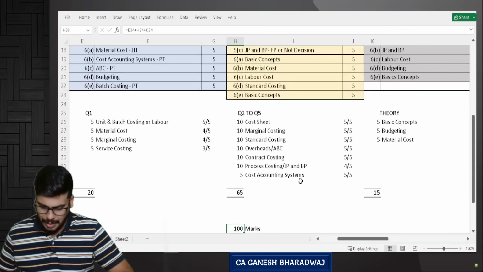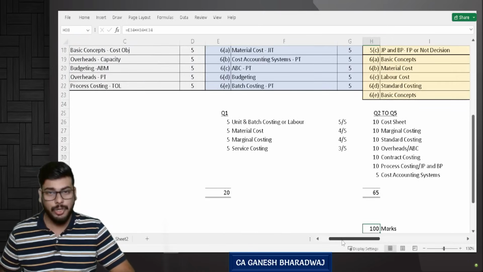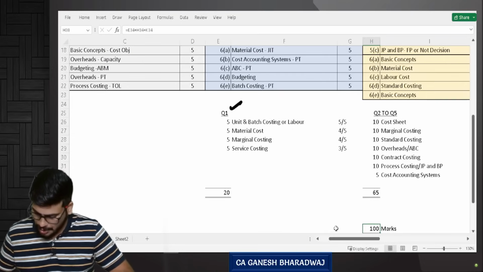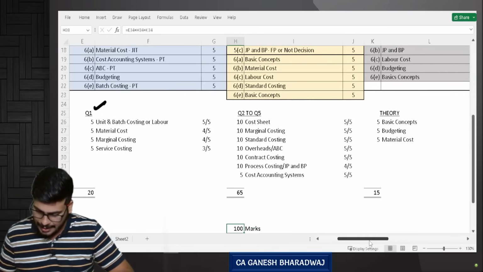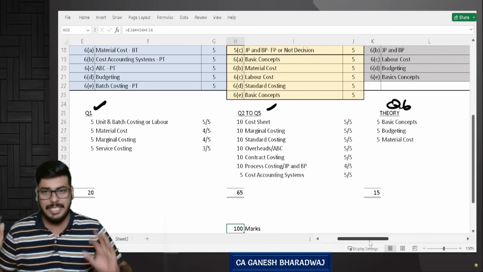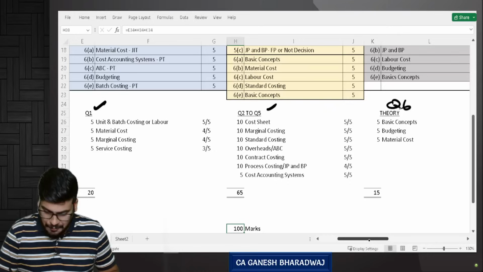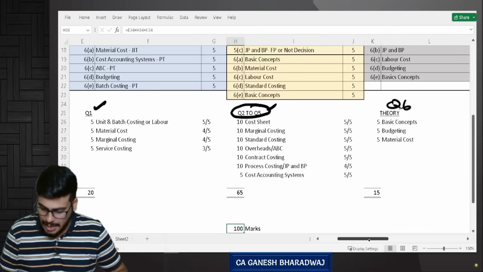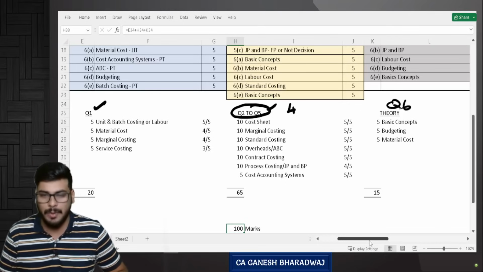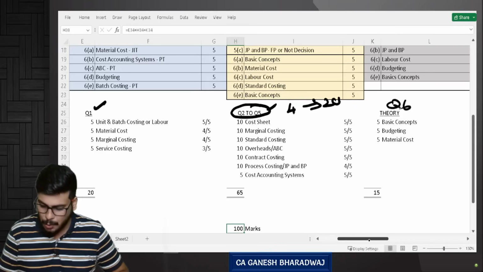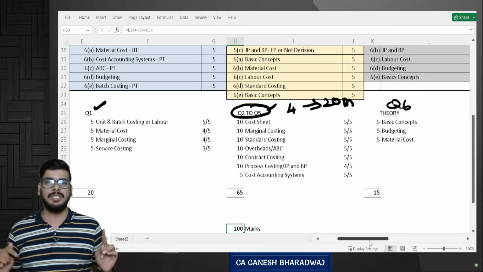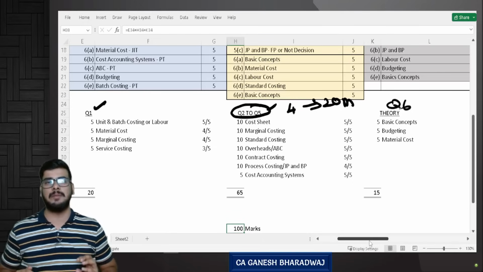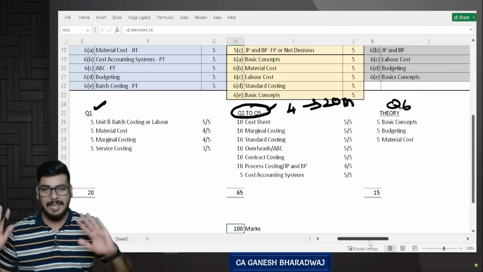Now, guys, I classified the entire question paper into question 1, then questions 2 to 5, and then the last question number 6, which is theory. Let us focus on questions 2 to 5, that is 2, 3, 4, and 5. There are 4 questions. Each of the questions carries 20 marks. This 20 marks can be 10 plus 10, or 10 plus 5 plus 5, or 10 plus 6 plus 4. Any which way it can be.